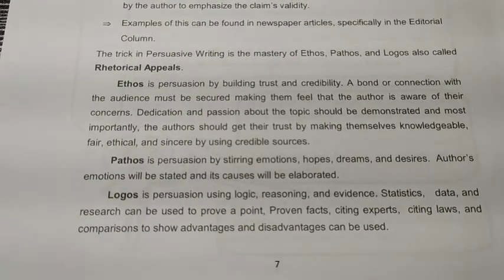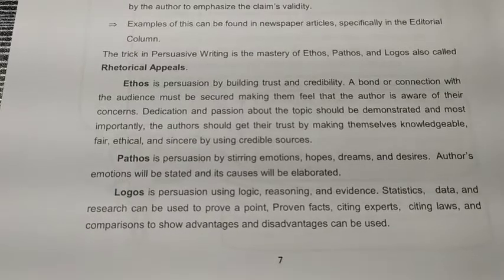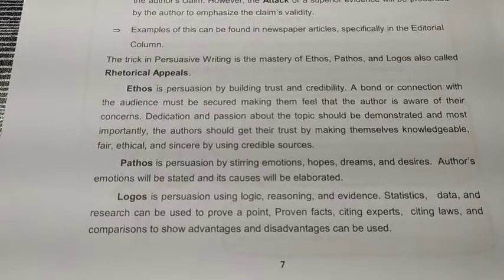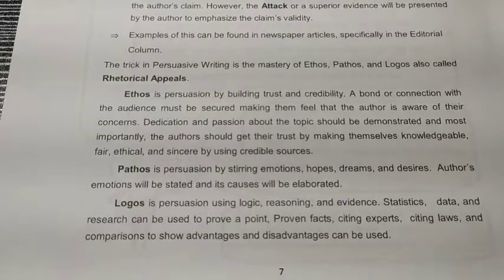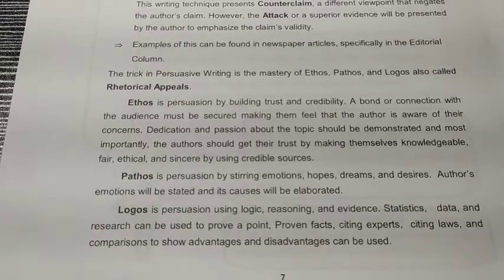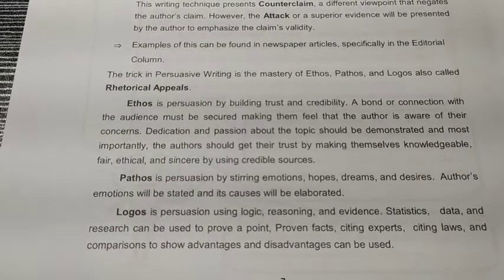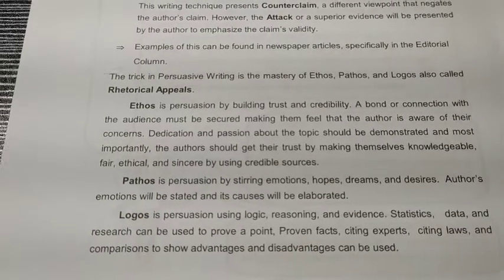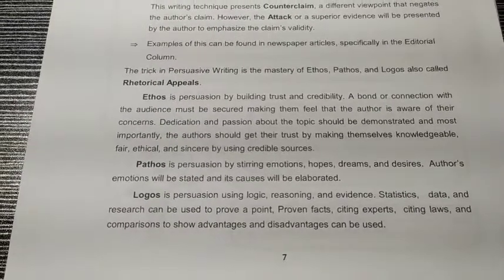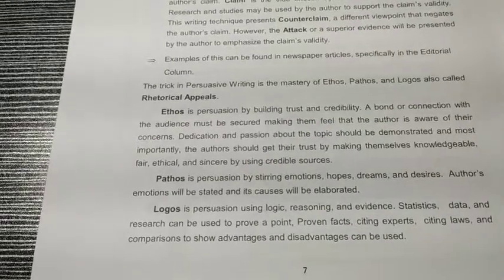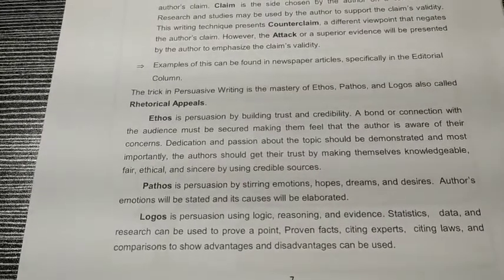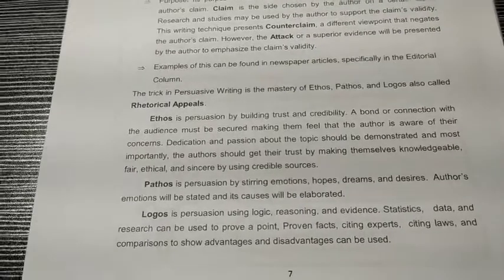Pathos is persuasion by steering emotions, hopes, dreams, and desires. Author's emotions will be stated and its causes will be elaborated. So pathos will be a mix of the emotions or other things which is somehow true to all, because it's a part of making the readers really connected to the writing, because all people have dreams, hopes, desires, and emotions. So if the writer will be successful in achieving it, therefore the reader will really be hooked, that they will believe it because they can connect the dreams shown and imparted in the text to what they have.